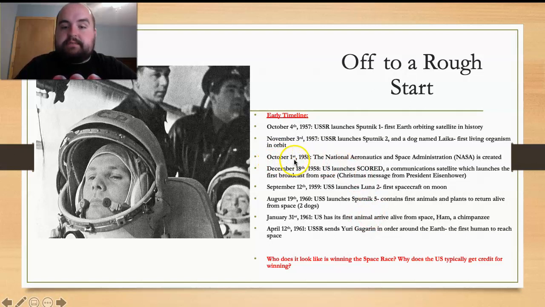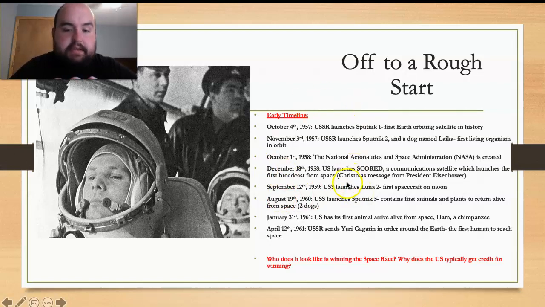And by 1958, the National Aeronautics and Space Administration, NASA, had been created to compete with the Soviets. Later that year, in 1958, the United States launched SCORE, a communications satellite which carried the first broadcast ever given from space. Pretty noteworthy event, I think you could argue, which was actually a Christmas message from then-President Dwight D. Eisenhower. By 1959, the USSR had launched Luna 2, which was the first spacecraft to ever reach the moon.